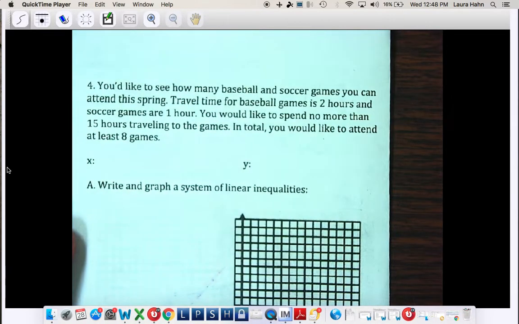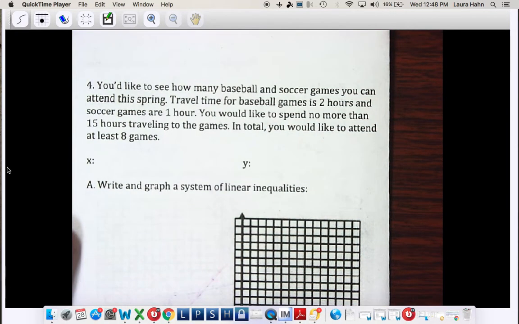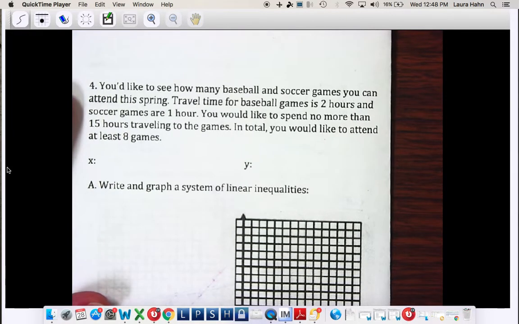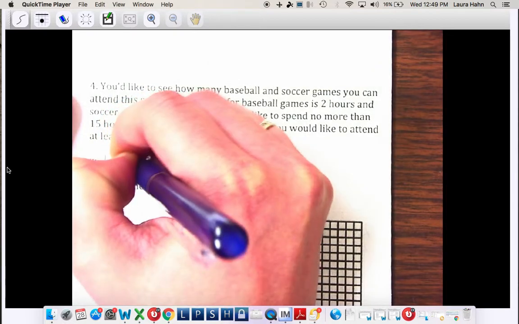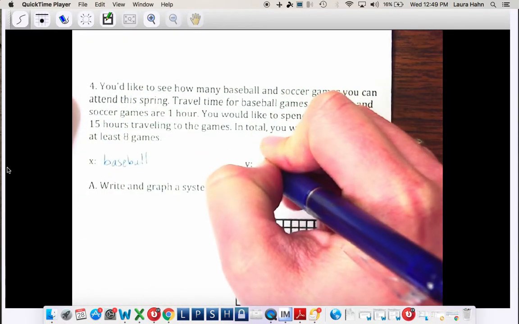Okay, we want to see how many baseball and soccer games we can attend during the spring. Travel time for baseball is 2 hours and soccer games is 1 hour. I'd like to spend no more than 15 hours traveling. In total, we'd like to attend at least 8 games. So we're talking about baseball and soccer, so we'll let X be baseball and Y be the number of soccer games.